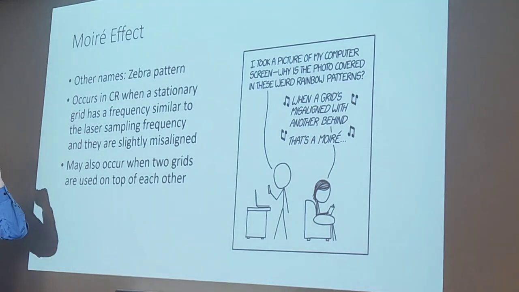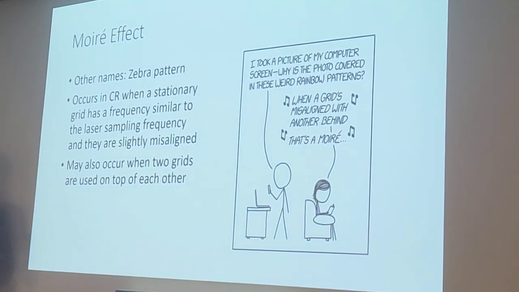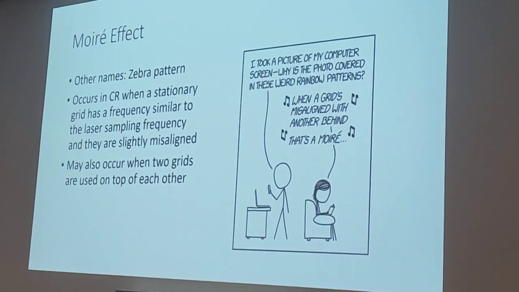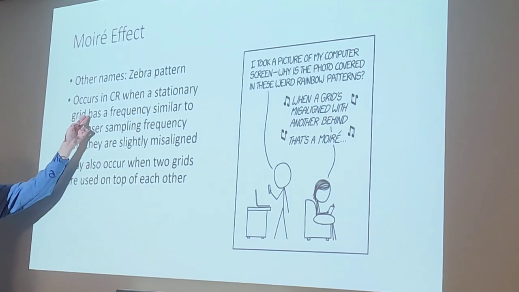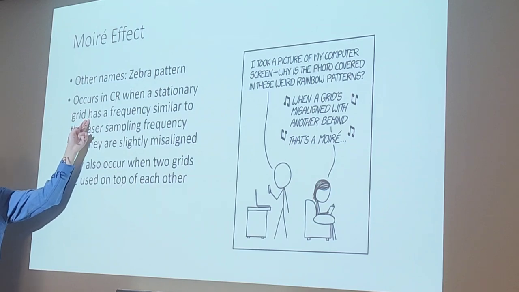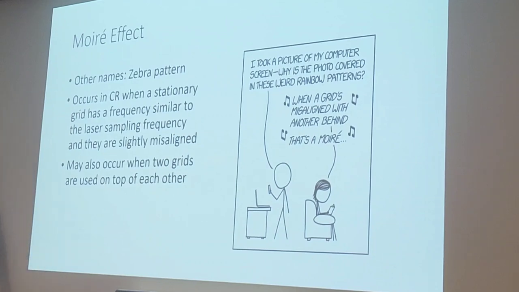In this case, what are our grids? One grid is the actual grid. The second grid is the direction in which we scan our PSP plate during CR processing. Remember, in CR, we have the fast scan, when we scan back and forth. If that fast scan has a similar frequency to your grid's frequency, the number of lines per inch, and they are just very slightly misaligned, you get the Moiré artifact.